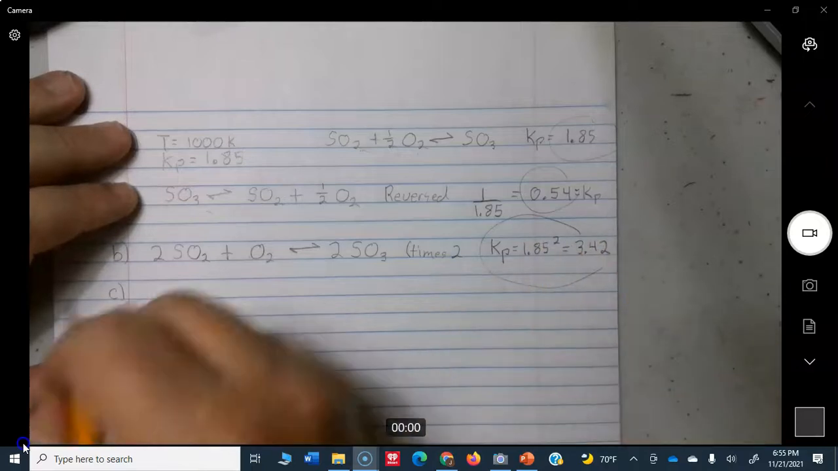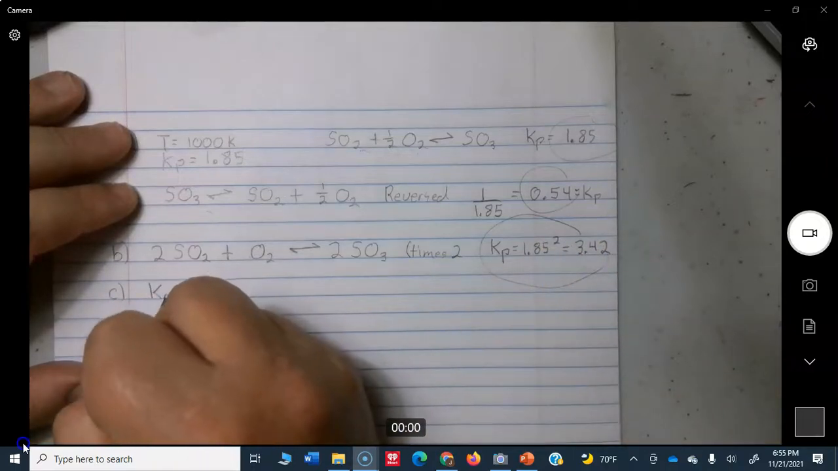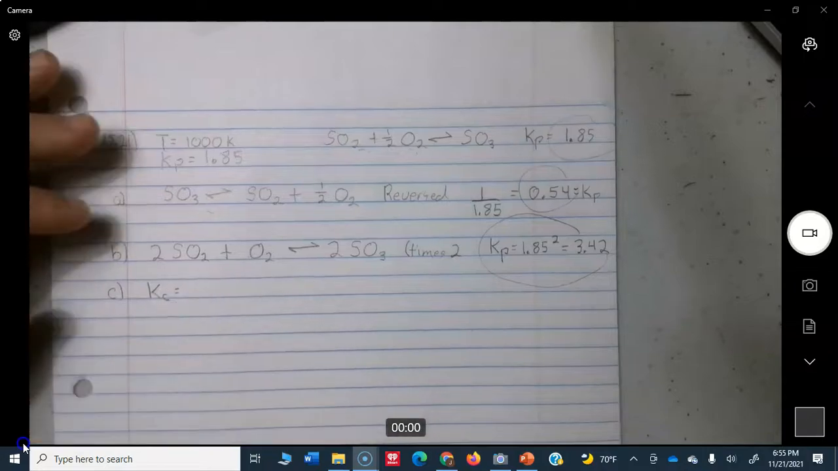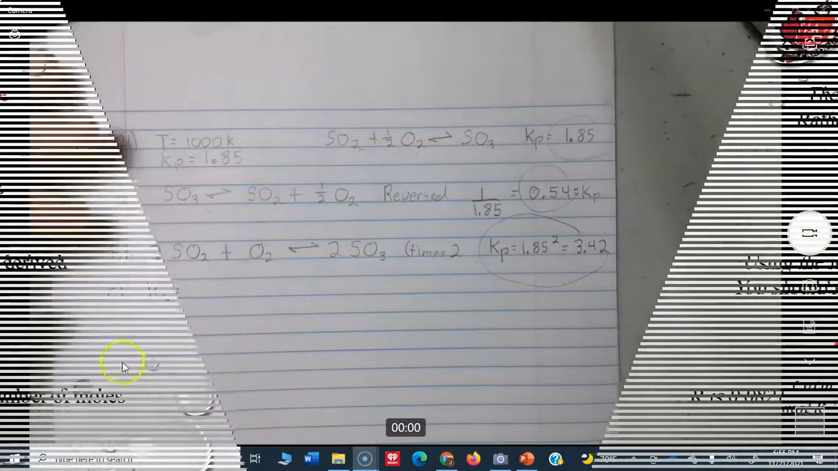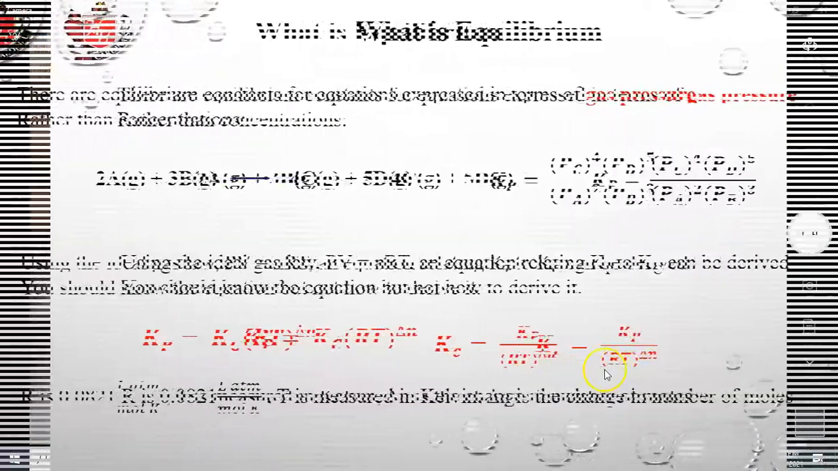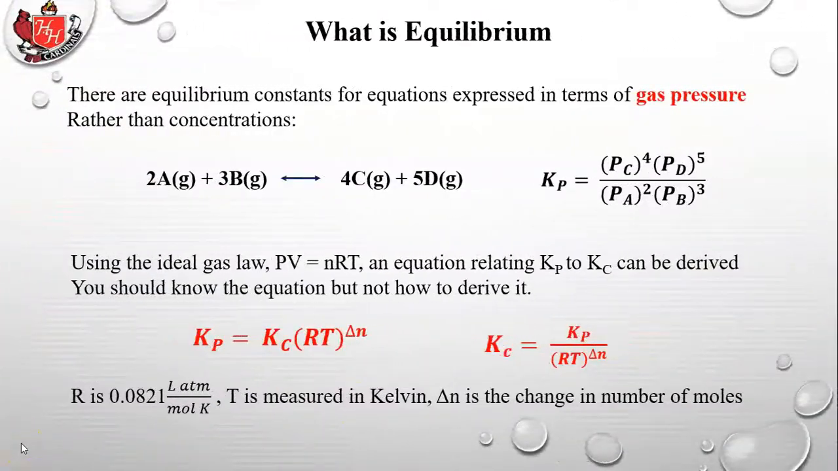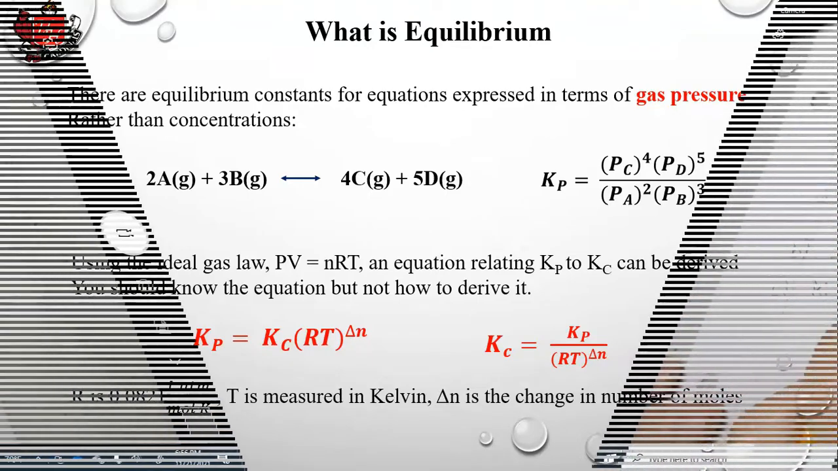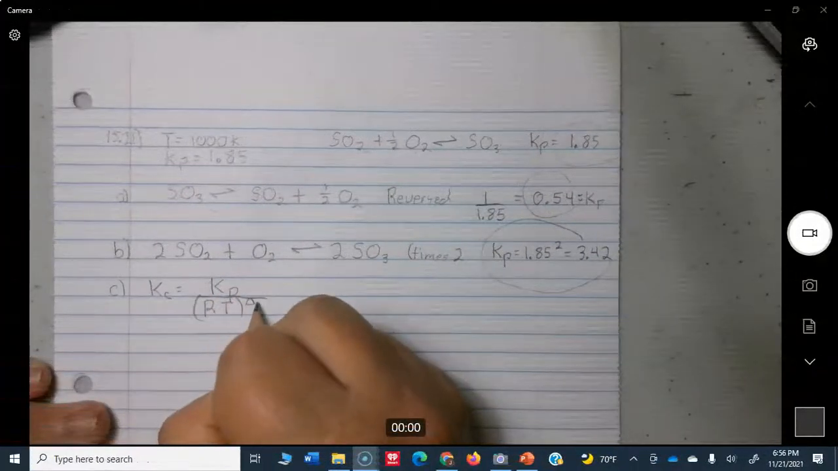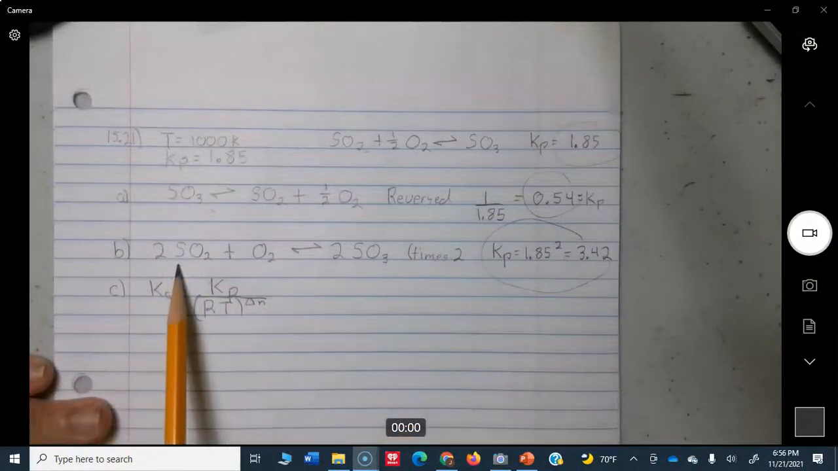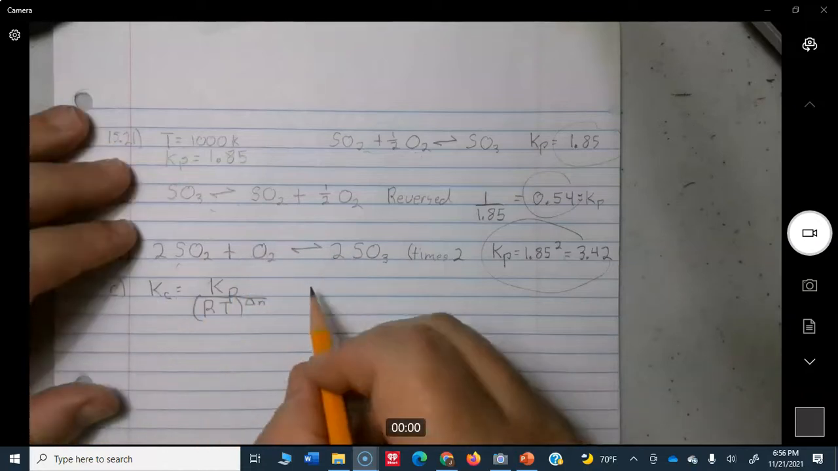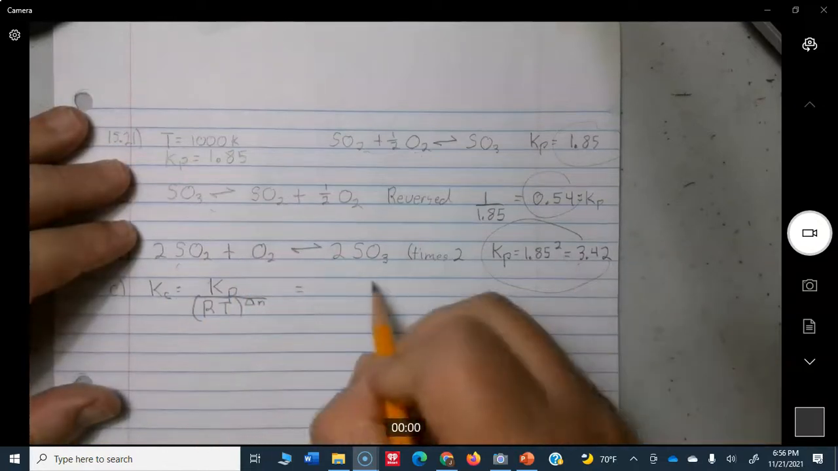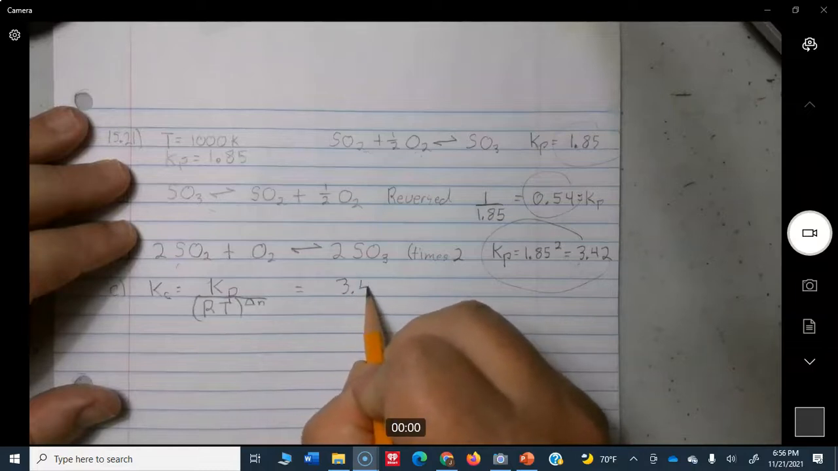So what you do is Kc equals, okay, and we see a formula there. Kc equals Kp over RT times change in number of moles. So we're going to go back and write that down. Okay, so Kc equals Kp. Okay, and again, we're dealing with this reaction right here. So that equals 3.42. That's the constant you have to use.